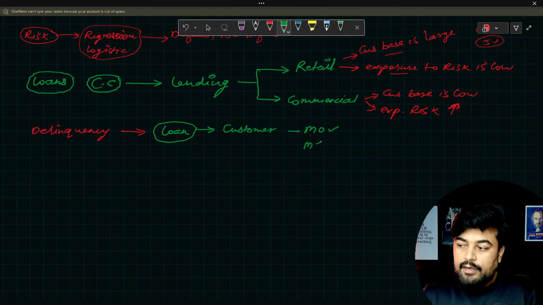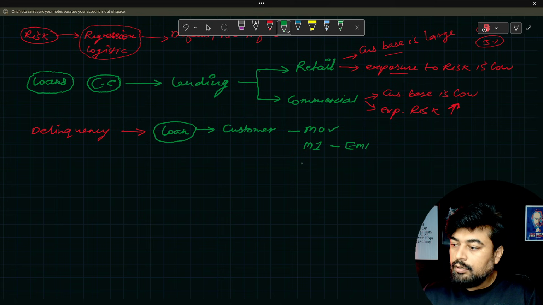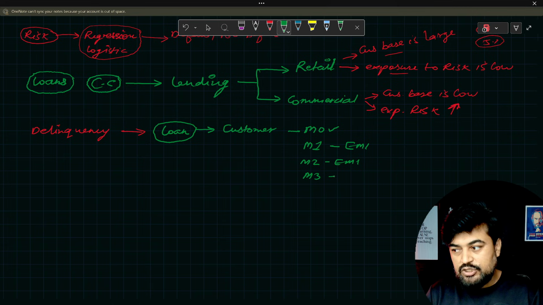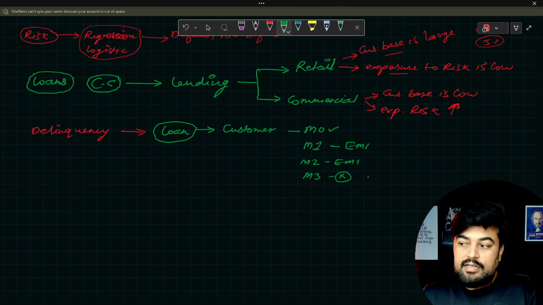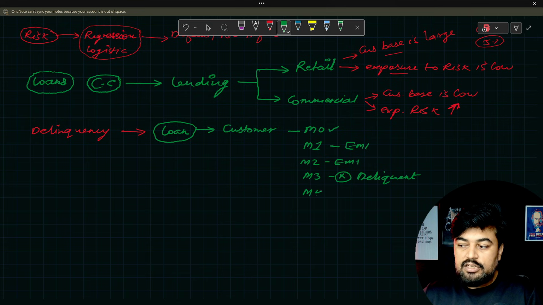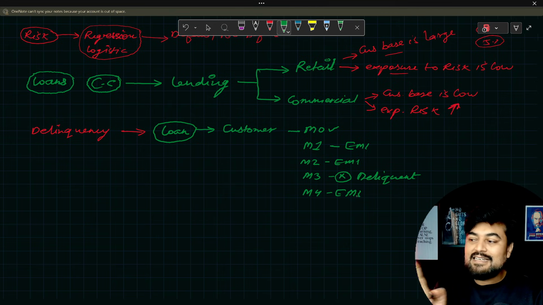Let's say in month 1, he paid the EMI. EMI done. Month 2, the customer also paid the EMI. Now in month 3, due to any reason, let's say business is not working well or the customer lost the job, he could not pay the EMI. So in this month, the customer became delinquent. Now again next month, the customer paid the EMI. He got the job. So now we will not move this customer to the bad definition. This is a delinquent customer.